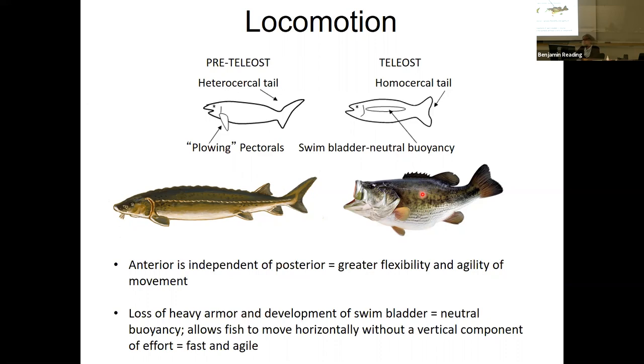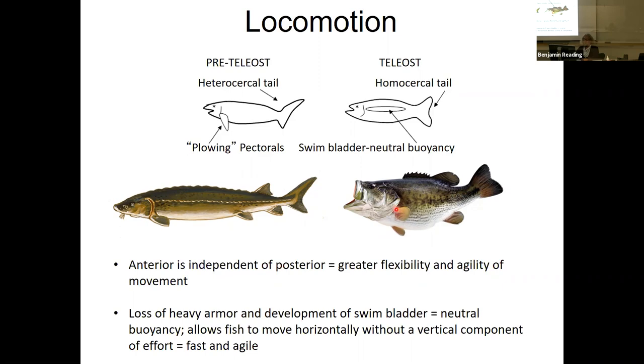So anterior is independent of posterior. What that means is that this fish here, in order for it to get lift, its tail has to work with its pectoral fin. They're linked. This thing has a swim bladder in it, which means the tail, all it's doing is providing thrust, and the fins here are then designed to steer, right? And so these are not linked. So this fish is more agile as well as more fast.